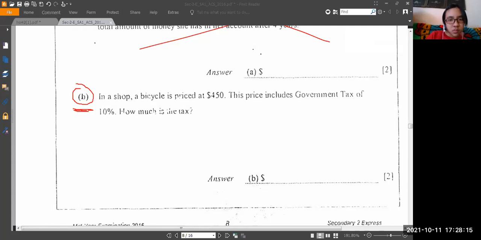And then do it on a piece of paper then. Do it on a piece of paper then. So once you are done, just WhatsApp your solution over.